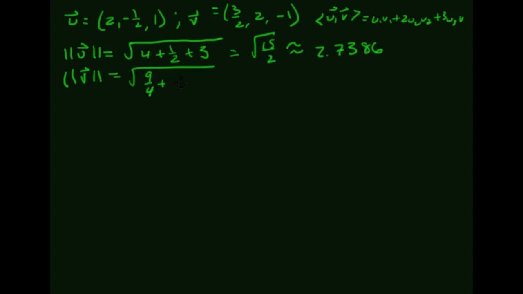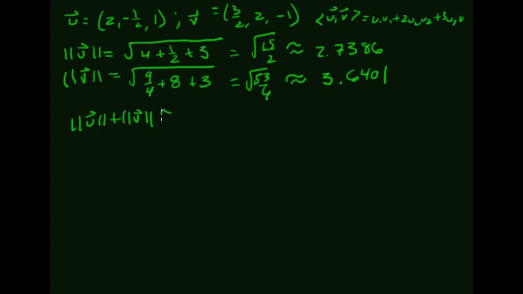The magnitude of v is going to be 9/4, 2 times 2 is 4, times 2 is 8, and then 3, right? So let's see, this is 8, 9, 10, 11 over 4 is 44, and 9 is 53 over 4, which when you throw that in the calculator, you get approximately 3.6401. The magnitude of u plus the magnitude of v then is approximately 6.3787.